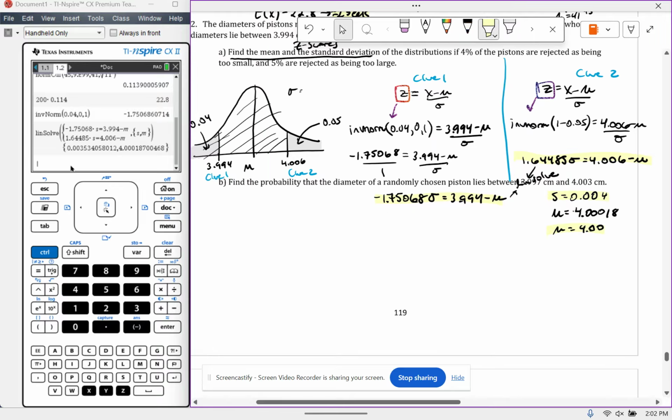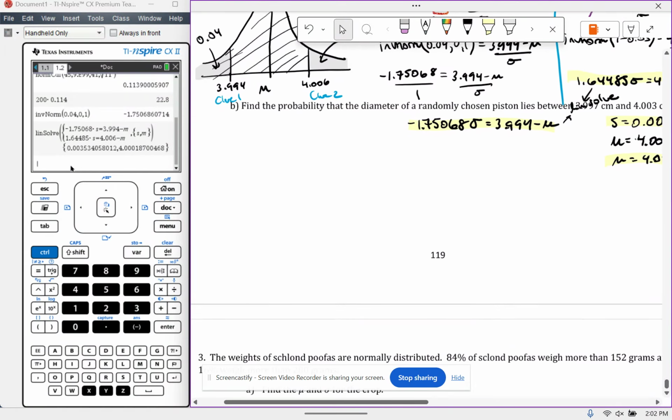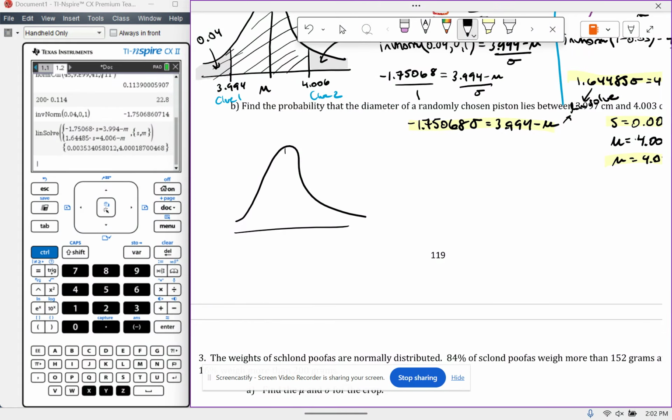All right, so next, down here, find the probability that the diameter, remember, you're using your stuff from the calculator, not those rounded versions up there that were annoying, is between 3.997 and 4.003. So now you have the mean. Sometimes you draw a curve and it looks good, and sometimes you draw a curve and it looks like this. This one looks like a hot dog in the wind.